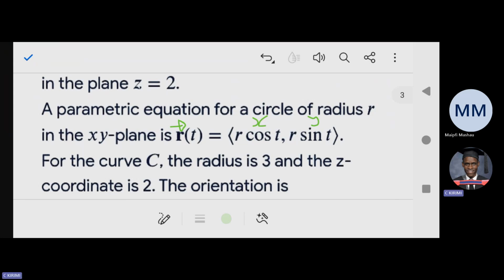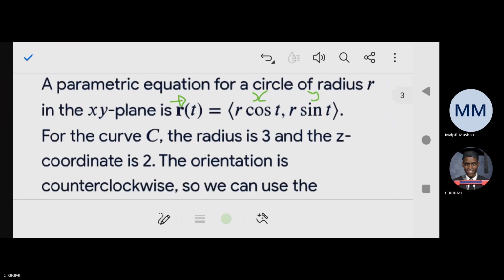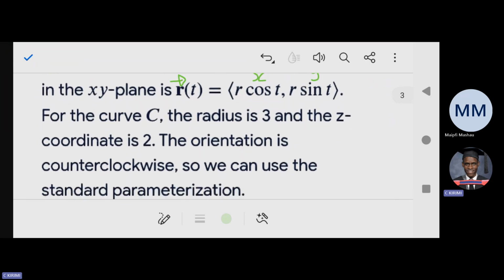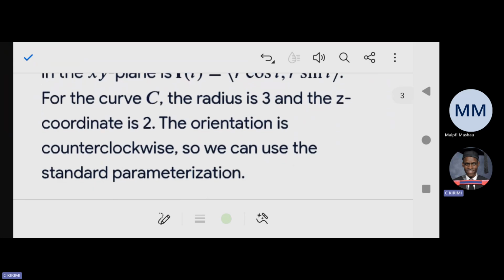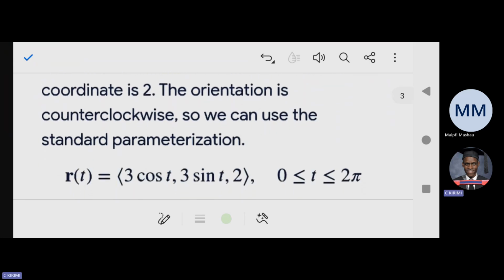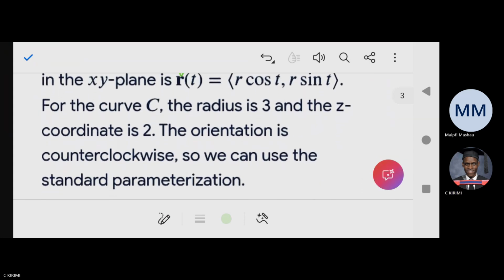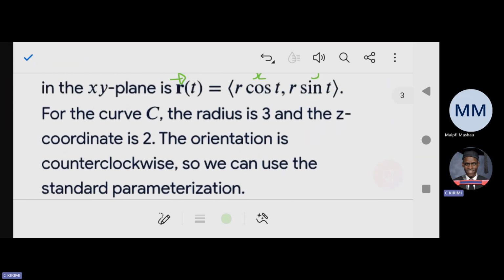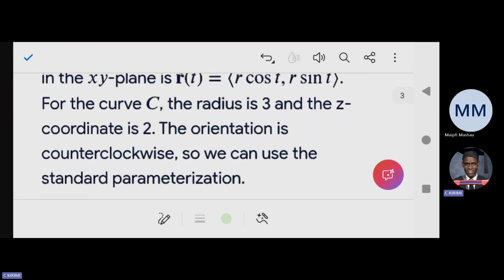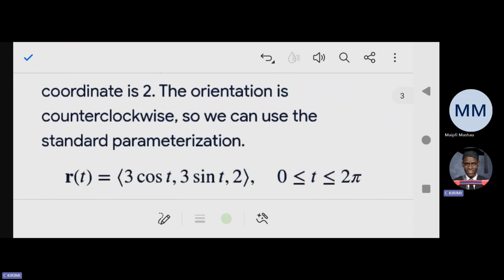So for the curve C, the radius is 3, and the z coordinate is 2. The orientation is counterclockwise, which means anti-clockwise. So we can use the standard parameterization, where there is now a change of values here. I want you to check. R of t, remember we said R of t is x, y, and z, isn't it?